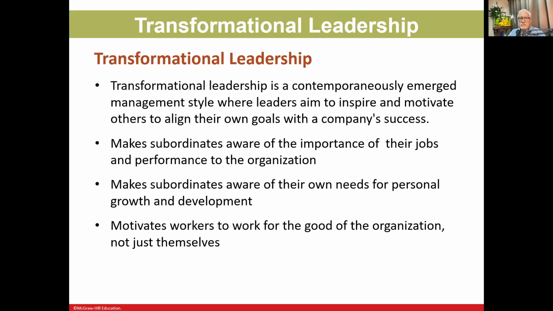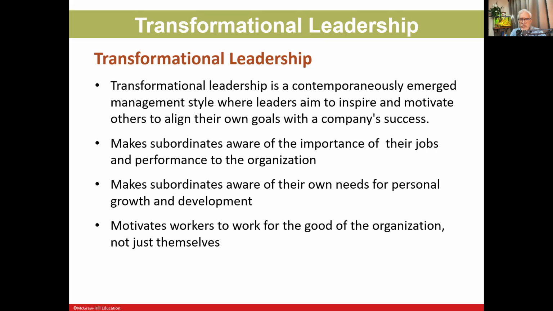Similarly, there is this notion of there being transformational leadership, and transformational leadership is in fact best explained by contrasting transformational leadership with transactional leadership. Transformational leadership sounds very, very good. It makes subordinates aware of the importance of their jobs, says bullet 2. Makes them aware of their own needs for personal growth and development, says bullet 3. And bullet 4 says that it motivates workers to work for the good of the organization and not just themselves.